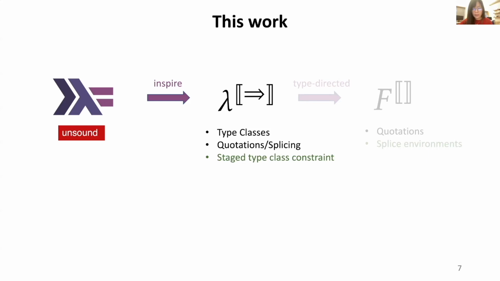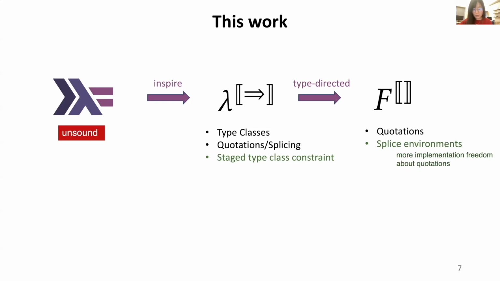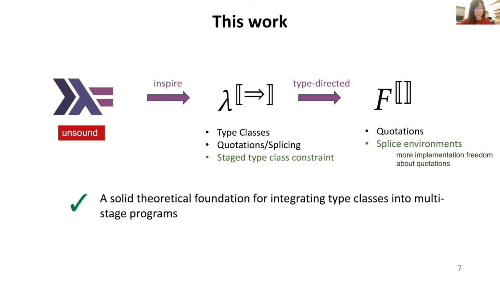The source calculus then elaborates to a polymorphic lambda calculus extended with quotations, which includes a key innovation, splice environments, that gives more implementation freedom about quotations. We prove both calculi are type sound. Our work provides a solid theoretical foundation for integrating type classes into multi-stage programs.